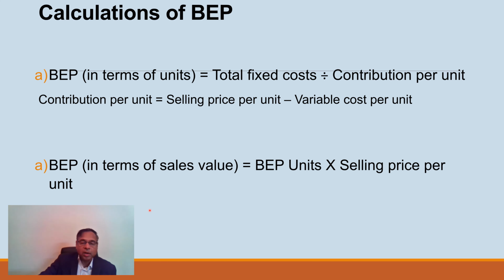Then, if you want to calculate the break-even point in terms of sales value, you have to use this formula. Break-even point in sales value is equal to BEP units into selling price per unit. So therefore, if you want to calculate break-even point in terms of sales value, first you should calculate break-even points in units and multiply the break-even point units with selling price per unit. You get the total volume of sales, total value of sales.